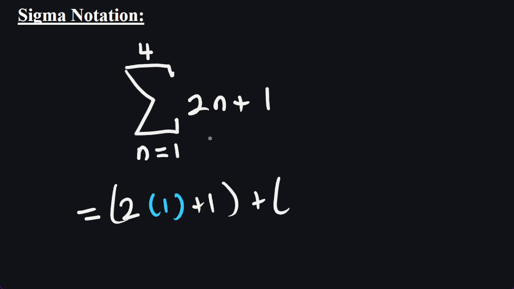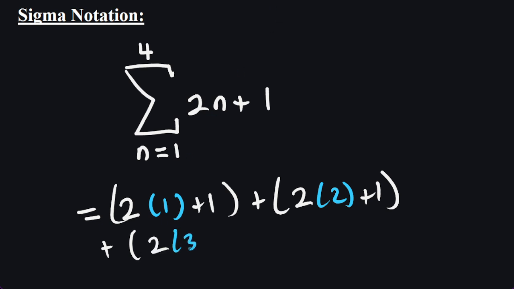And then our second iteration, now we just did 1, now we're going to do 2. So next is 2n, so n is now 2. 2 times 2 plus 1. So we've just done 2, now we'll do 3. 2 times 3 plus 1. And we're up to the last part. The last n is 4. So that would be 2 times 4 plus 1.